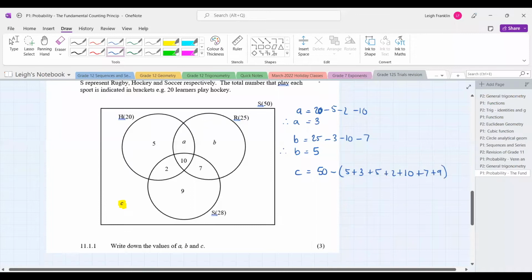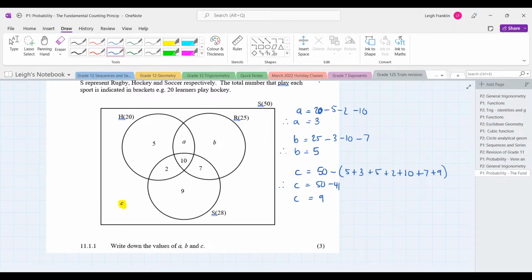In other words, the union of our sets. So we're going to add the union of our sets, and we're going to take that away from 50. So that means that C is equal to 50 minus 41. And I don't know about you guys, but I get that C is equal to 9. There are 9 people that do not play either rugby or hockey or soccer.